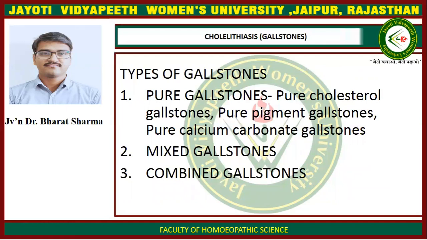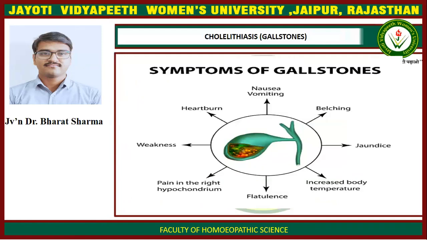Types of gallstones: pure gallstones, that is, pure cholesterol gallstones, pure pigment gallstones, or pure calcium carbonate gallstones; mixed gallstones, or combined gallstones. Symptoms of gallstones are nausea, belching, jaundice, increased body temperature, flatulence, pain in the right hypochondriac region, weakness, and heartburn.